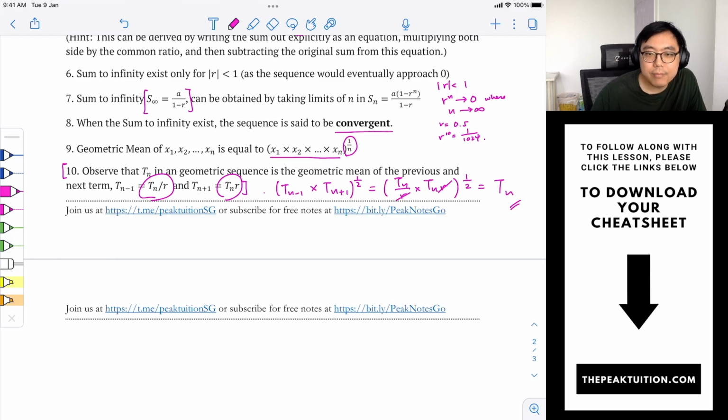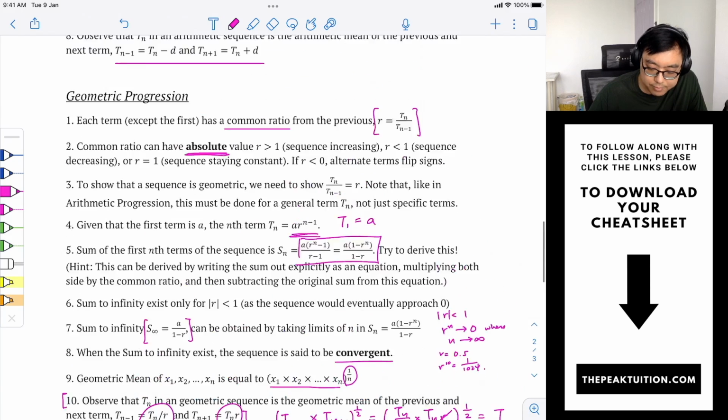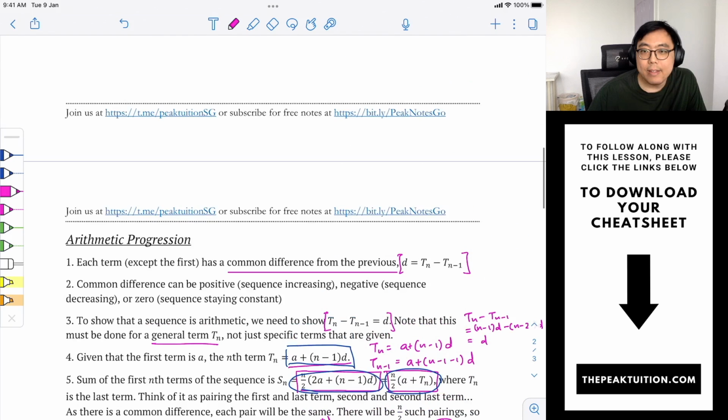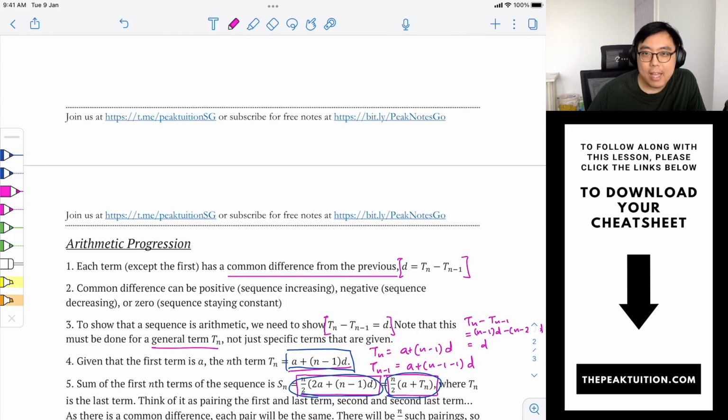With that, we wrap up the main concepts in summation. And I hope this helped with your revision, and happy studying.